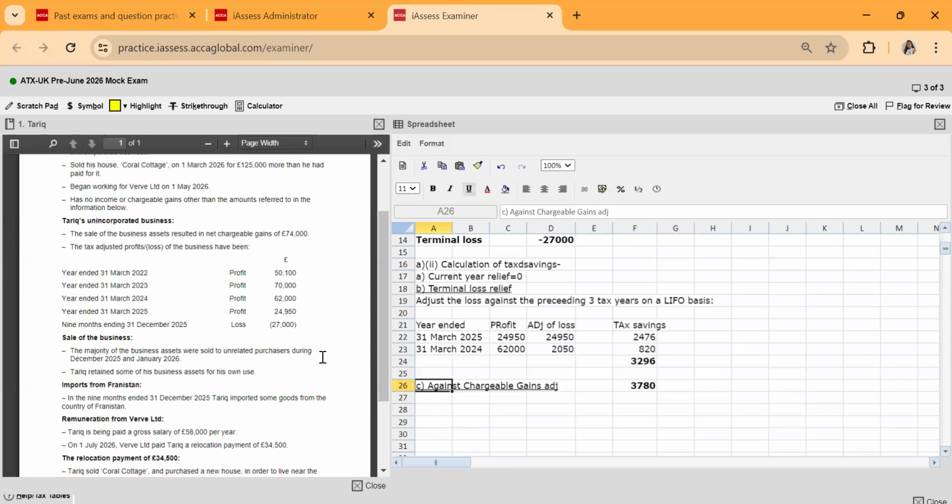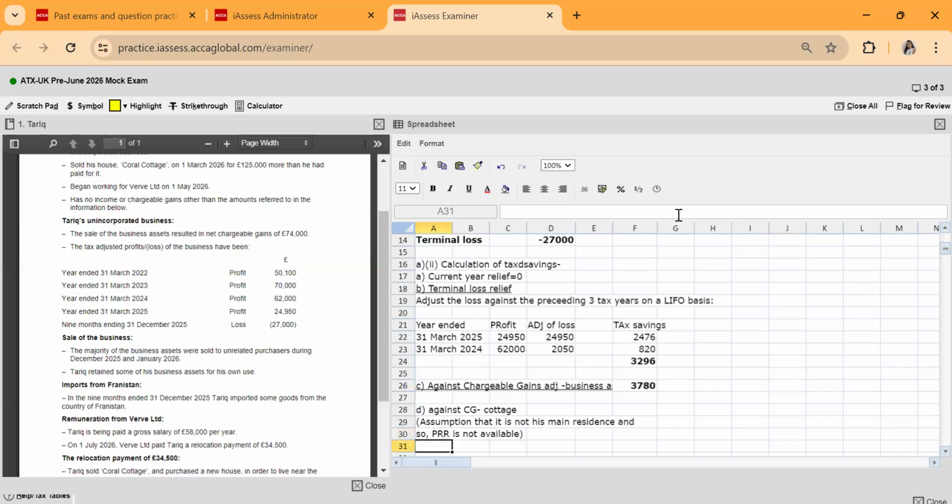So here I will write chargeable gains adjustments against business assets. And then I will write against chargeable gains of cottage. Assumption: that it is not his main residence, and so PRR is not available.